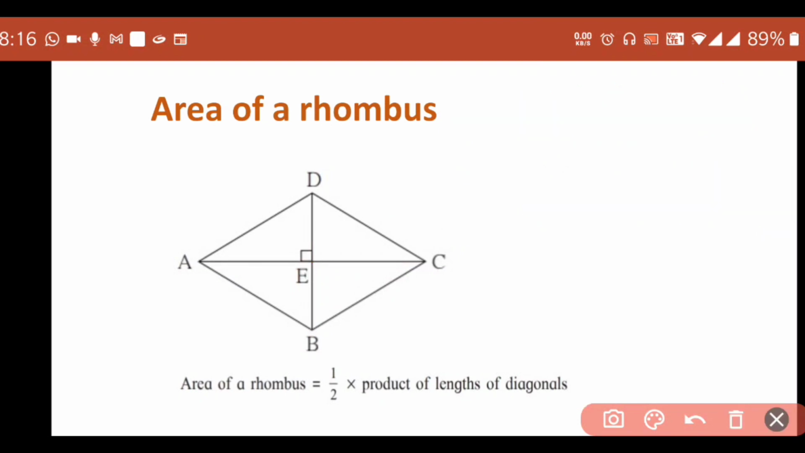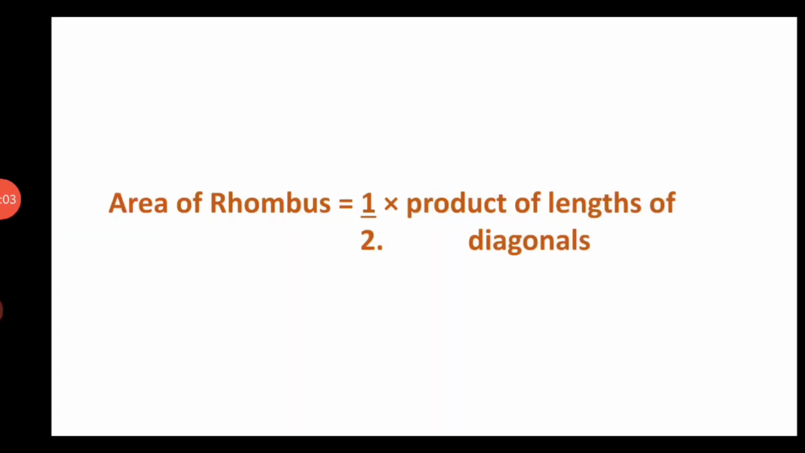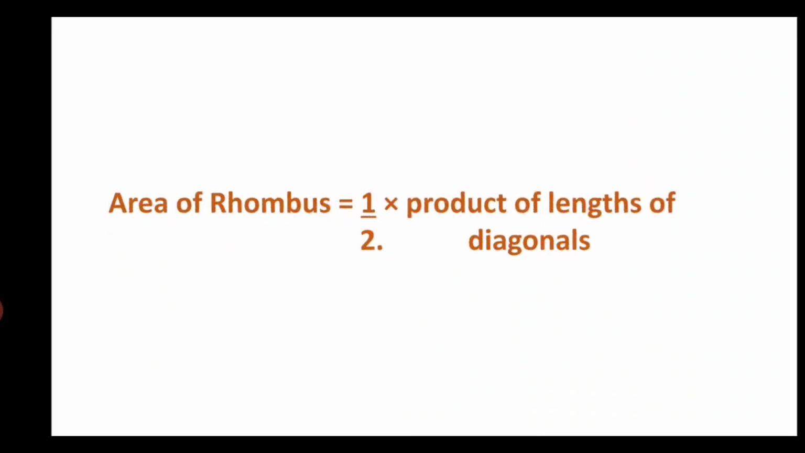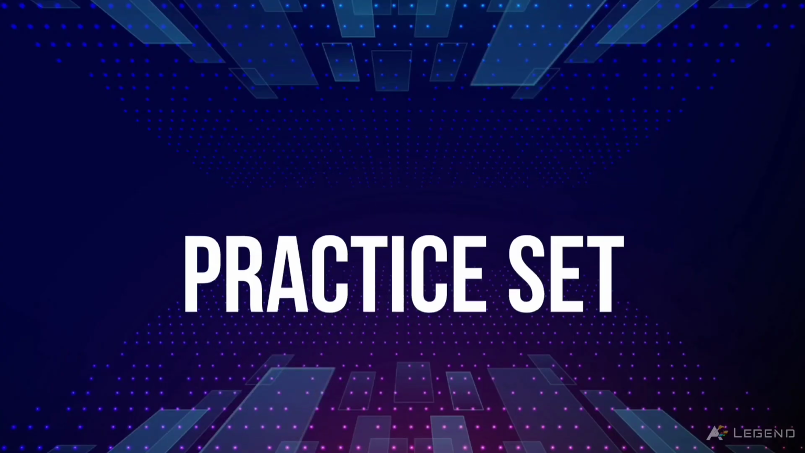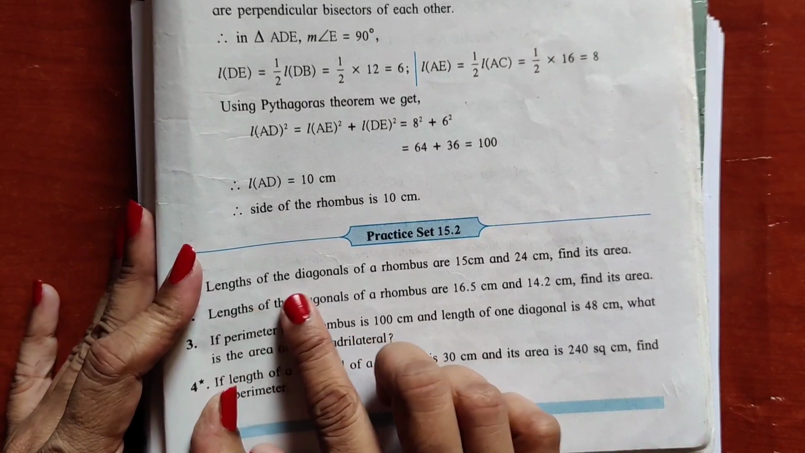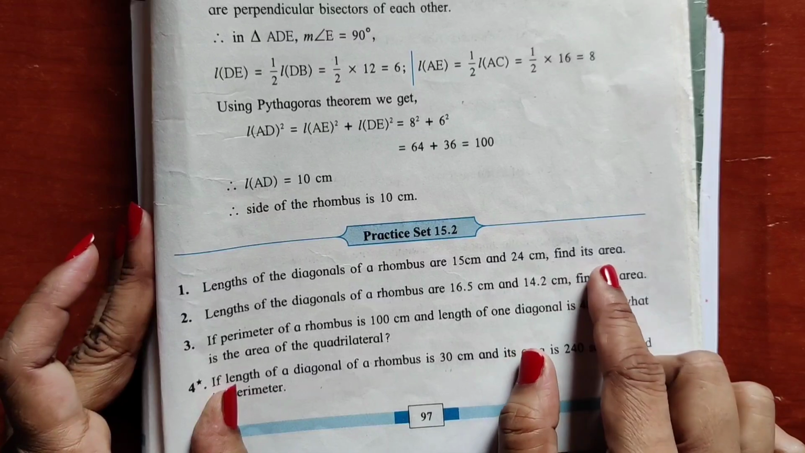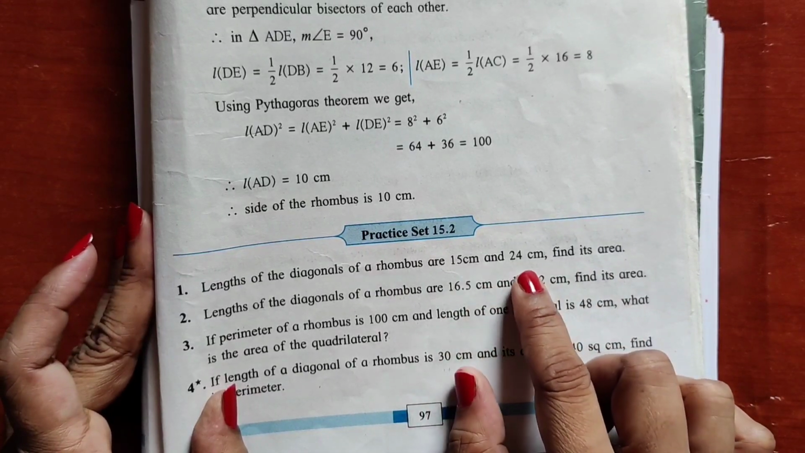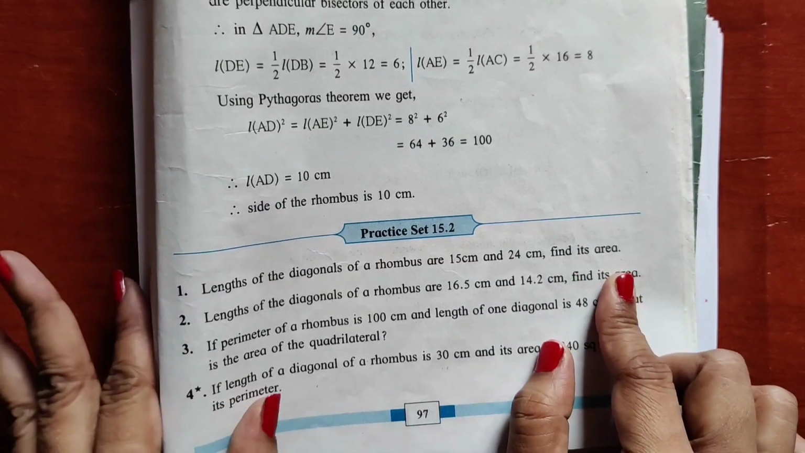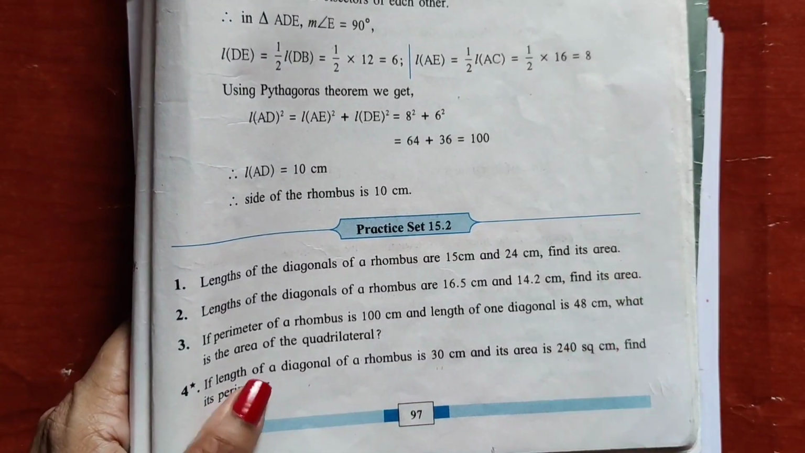So, let us once again revise the formula. The formula is area of rhombus is equal to 1 upon 2 multiplied by the product of lengths of diagonals. Now, let us see the sums. So, now let's start practice set 15.2. The question is, lengths of diagonals of rhombus are 15 cm and 24 cm. Find its area. We have to find the area of the rhombus. So let us see how to solve the sum.